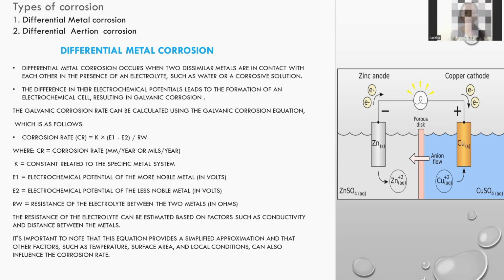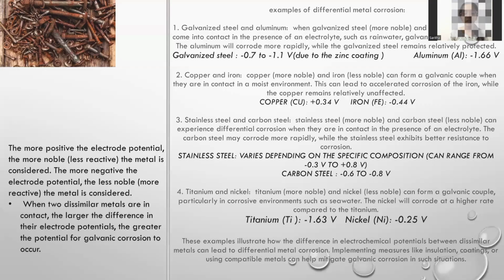It's important to note that this equation provides a simplified approximation and that other factors such as temperature, surface area, and local conditions can also influence the corrosion rate. Some examples of differential metal corrosion are galvanized steel and aluminum, copper and iron, stainless steel and carbon steel, titanium and nickel. These examples illustrate how the difference in electrochemical potentials between the dissimilar metals can lead to differential metal corrosion.